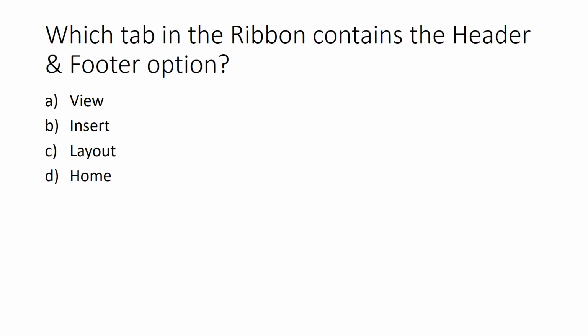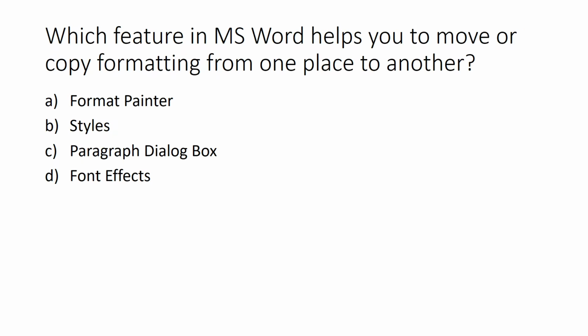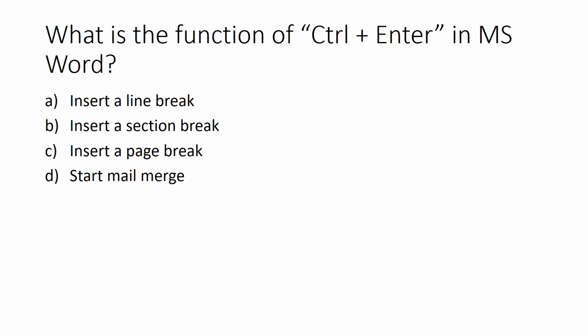Next, which tab in the ribbon contains the header and footer option? Header and footer is easily inserted using the Insert tab. Which feature in MS Word allows you to move or copy formatting from one place to another? If you want only the format to be copied, that is format painter. Format painter is a very useful tool available in Microsoft Office, Excel also, Word also, PowerPoint, in all the places, to copy only the format.